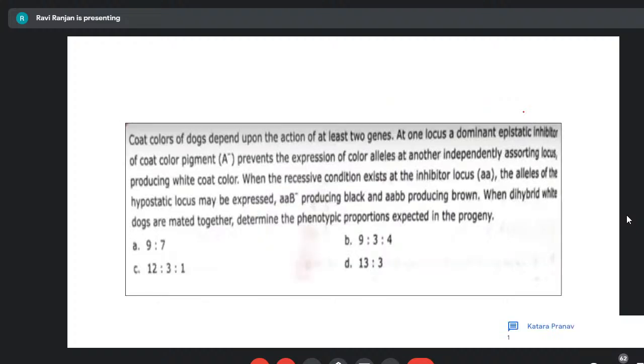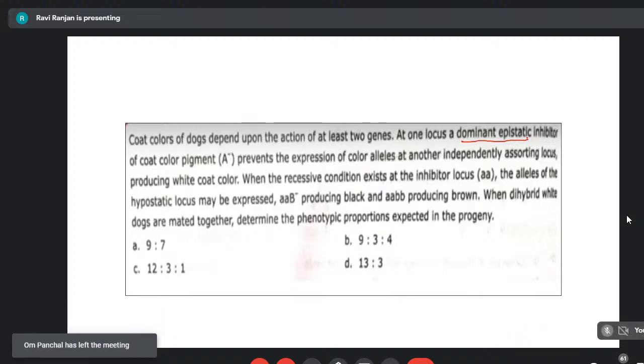Next is: coat color of dog depends upon the action of at least 2 genes. One locus is dominant epistatic. देखो अभी पहले ही आपको नाम मिल गया है। Inhibitor of the coat color pigment A prevents the expression of color alleles at another independently assorted locus, producing white coat color. When the recessive condition exists at the inhibitor locus, the alleles of the hypostatic locus may be expressed. So small a B produces black color, and small a small b produces brown color. When the dihybrid white dogs are mated together, determine the phenotypic proportion expected in the progeny.